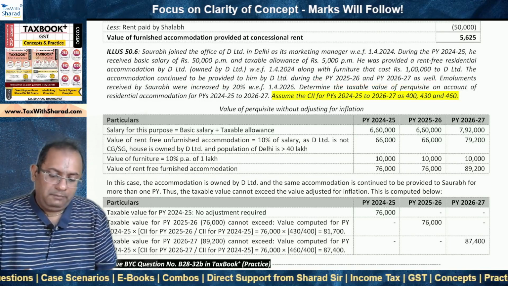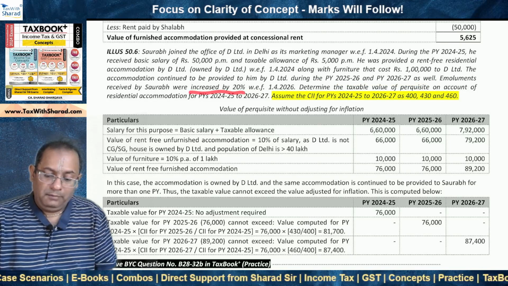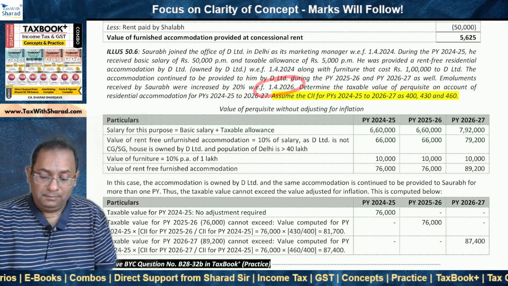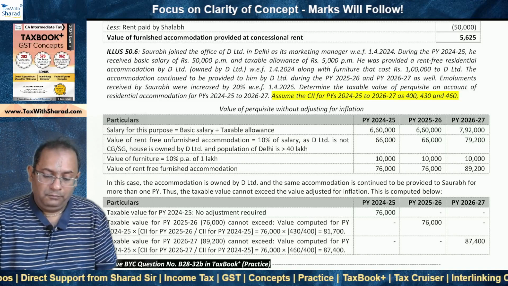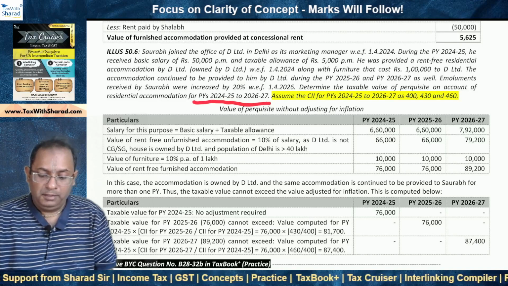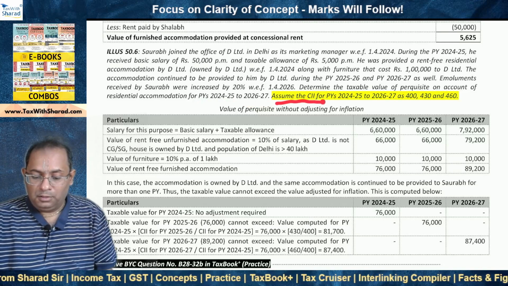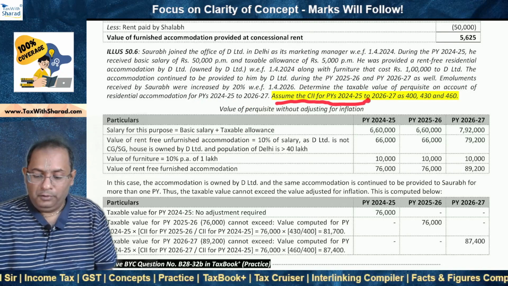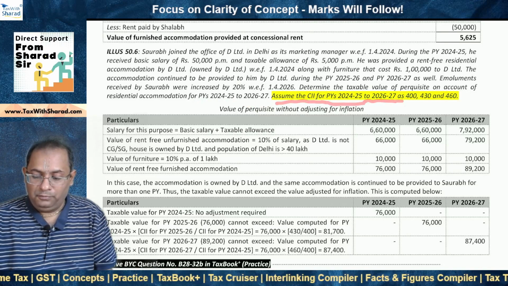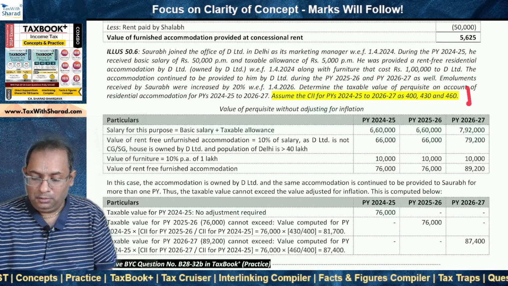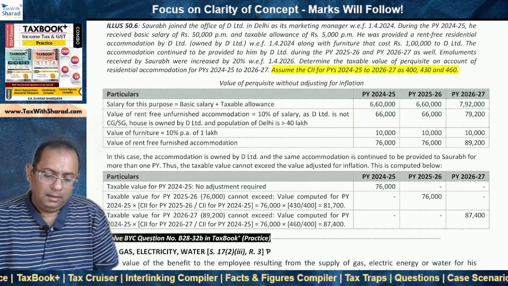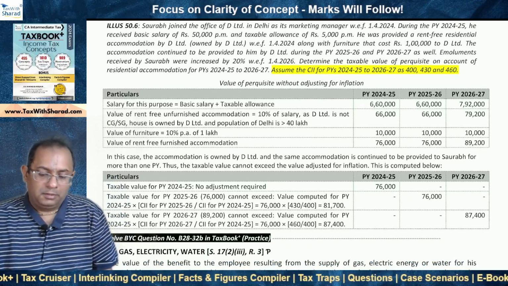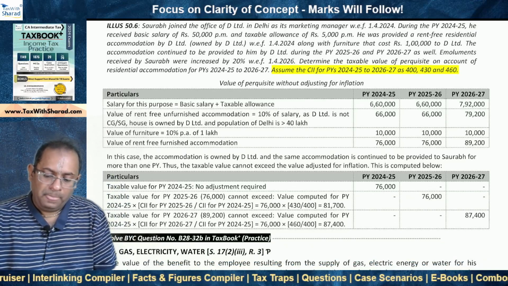The emoluments received by Saurabh were increased by 20% with effect from 1st April 26. Determine the taxable value of perquisite on account of residential accommodation for previous years 24-25 to 26-27, and assume the cost inflation index for previous years 24-25 to 26-27 as 400, 413, 460. So these are not the actual CII, these are the assumed CII. In the question you will be given the cost inflation index, which you can then apply.